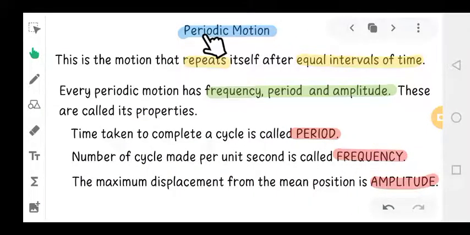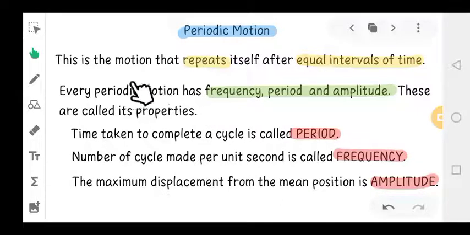So, if we say periodic motion, we have come across the word period every time, especially on our timetable. We represent different periods of subjects on our timetable. We call it period because if on Monday by 8 a.m. we are having physics class, every Monday by 8 a.m. we'll surely be having the physics class. That means it is periodic.